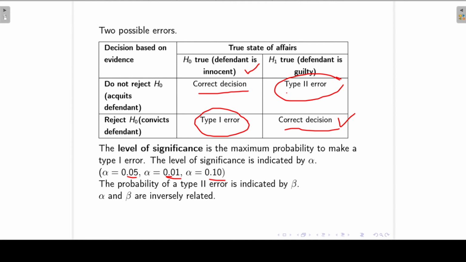Just note, however, that the probability of a type 2 error, which we indicate with beta, and the level of significance, or the probability of a type 1 error, which is indicated by alpha, those two errors are inversely related. That just means that for the same amount of evidence or for the same sample size, if you decrease alpha, your probability for a type 1 error, you will increase your probability for a type 2 error. And if you decrease the probability for a type 2 error, the probability for a type 1 error will increase.